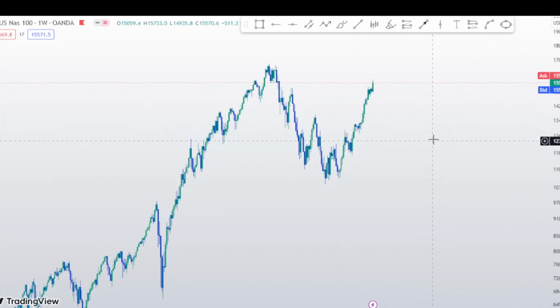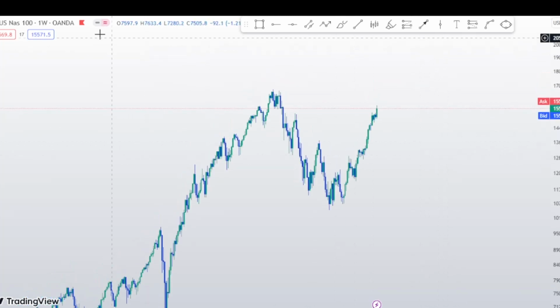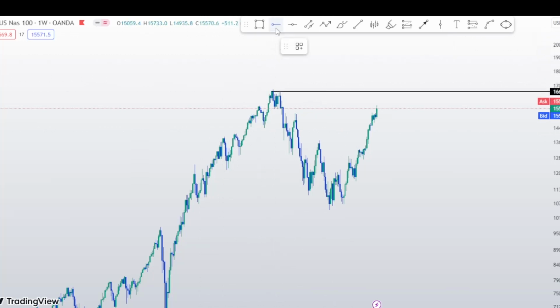Starting with the Nasdaq. This is our Nasdaq. We're going to start on a higher time frame to get the bigger picture of what is really happening on the market. So firstly, I will need to see my highest high and lowest low, which is my resistance and support. And remember, this is on weekly.